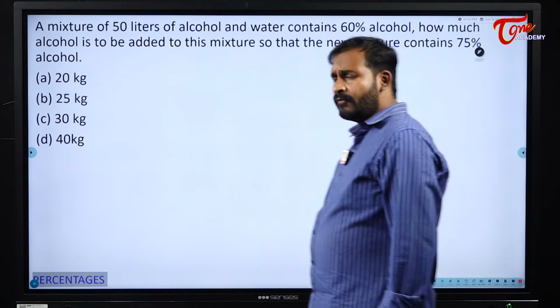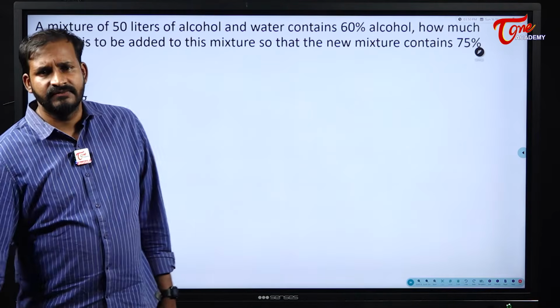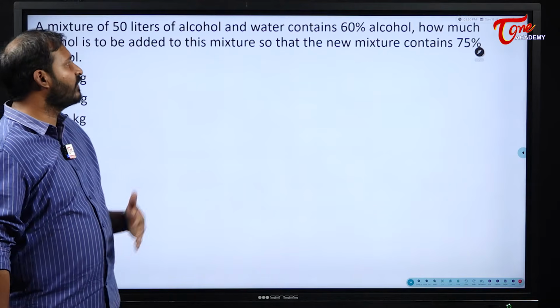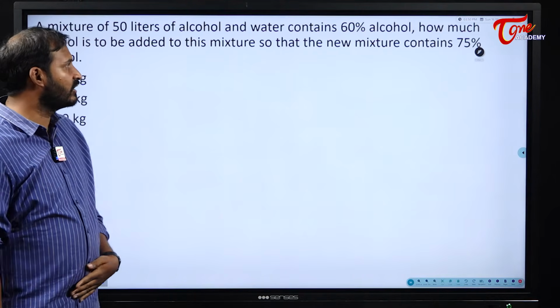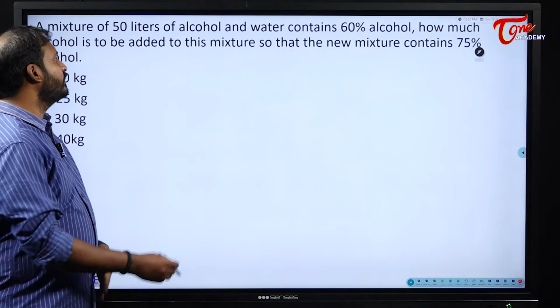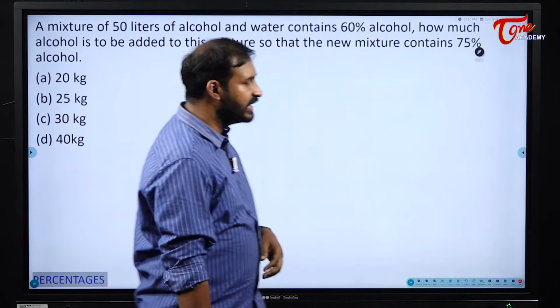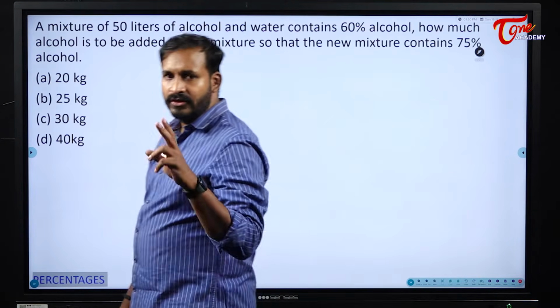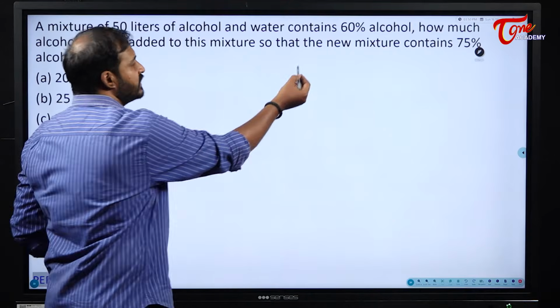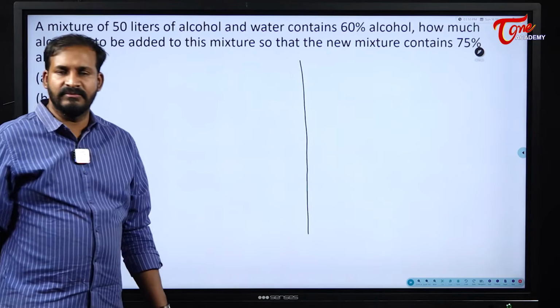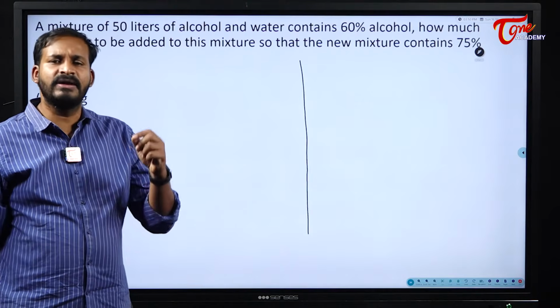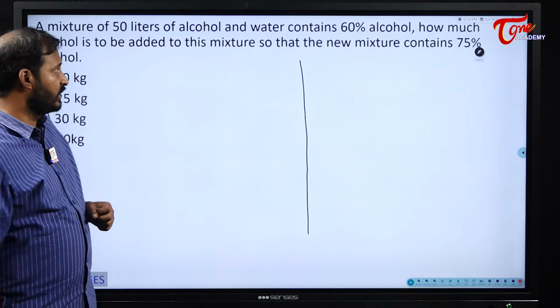Next. Now, we will see some of the general questions which were asked from this percentage concept. A mixture of 50 liters of alcohol and water contains 60% alcohol. How much alcohol to be added to the mixture so that the new mixture contains 75% of alcohol? This one we can do in 2 ways. We will see both the ways for timing. Anyway, while discussing mixtures and alligations after finishing ratio and proportions, we will discuss at that time, but for timing, we will see a small case.